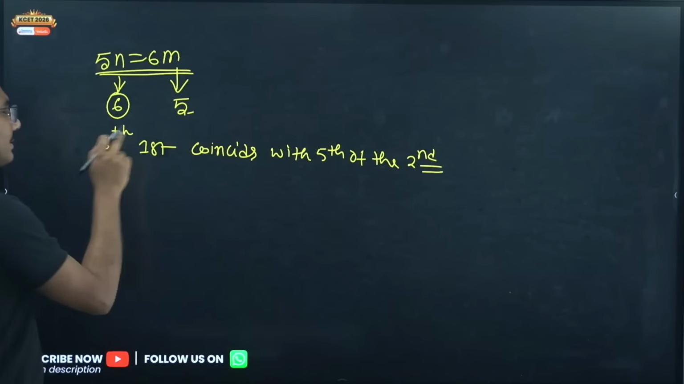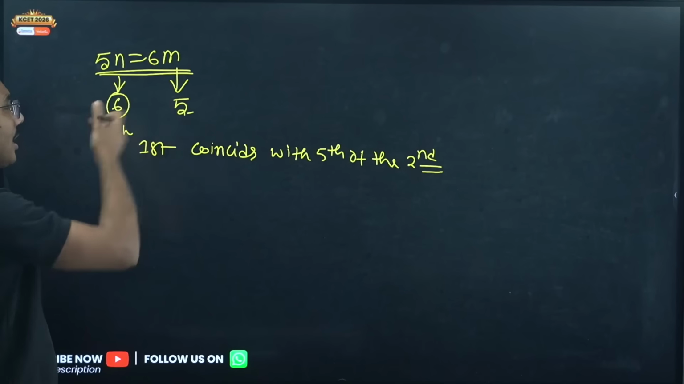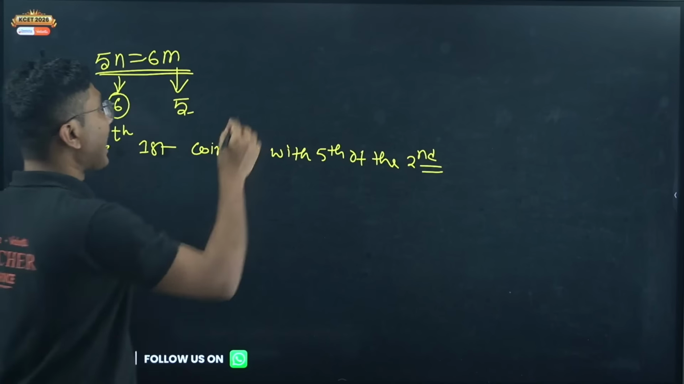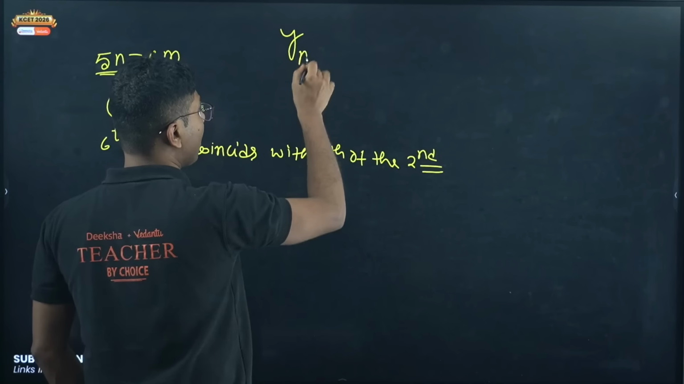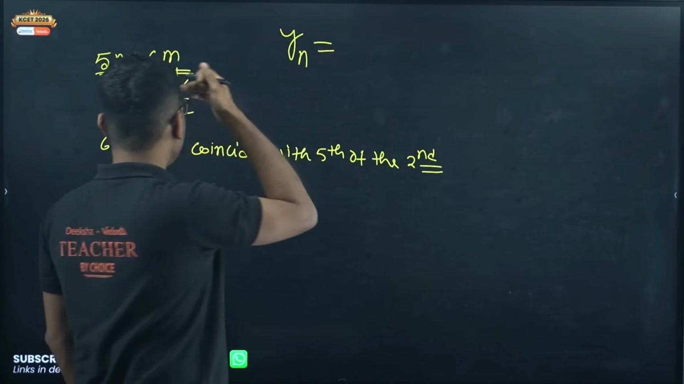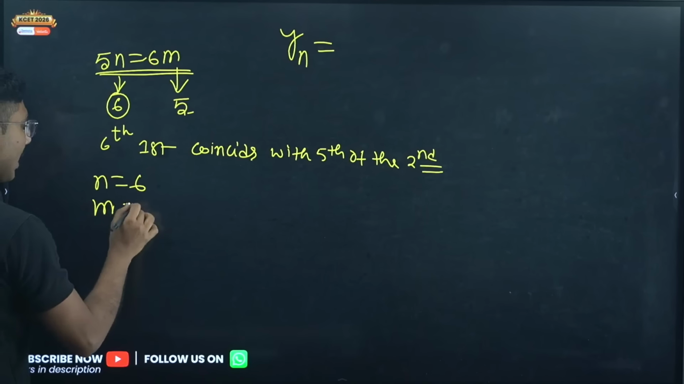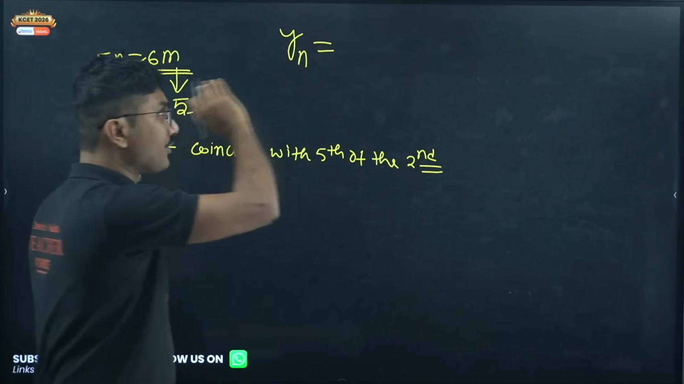Okay, sixth of the first coincides with fifth of the second. If you are aware of that, then you have to go back and find the position. You can use any one of the equations, but you have to do the correct order. So we found n equals 6 and m equals 5. You can use any one of the equations that we have used.